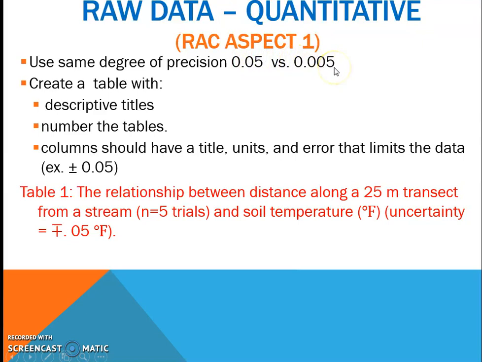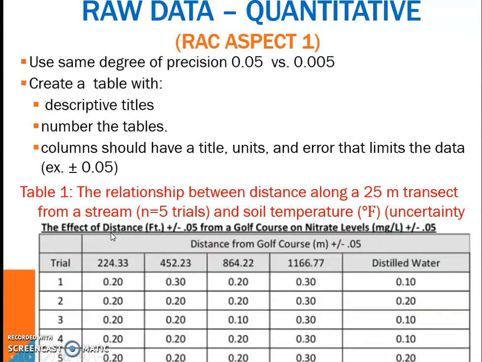If it was 3 decimal places, fine, but most of us never had anything to this level of precision, and some of us might have only had 1 decimal place. This is super important because later we're going to talk about uncertainty. When we make a title for our table, it must be descriptive. We should number our tables, such as Table 1, and all columns should have titles, units, and errors next to them. For instance, here's a good title: the relationship between the distance along a 25-meter transect from a stream, with 5 trials, and the soil temperature, and it has the units and the uncertainty of the measurement for that thermometer.